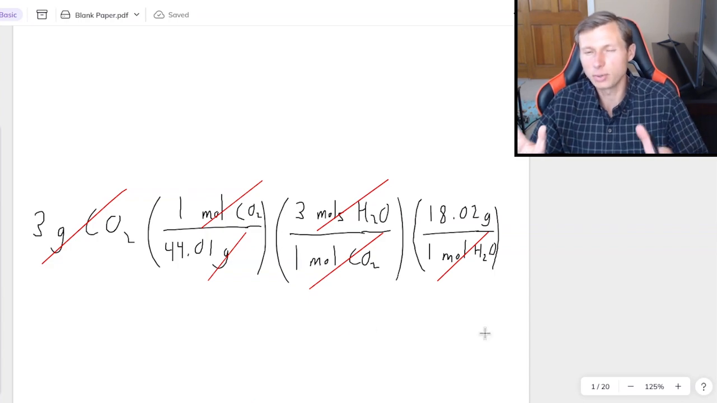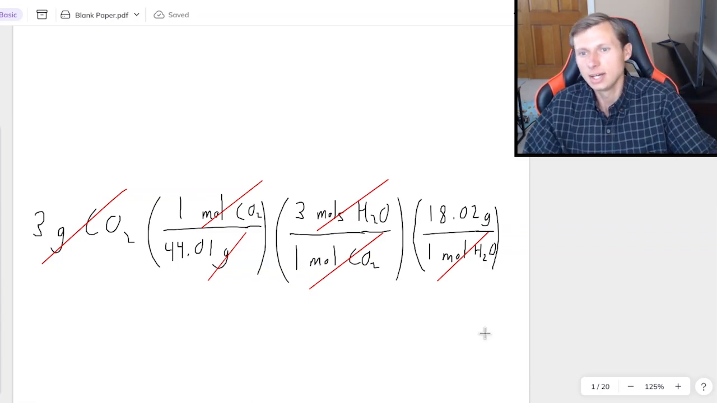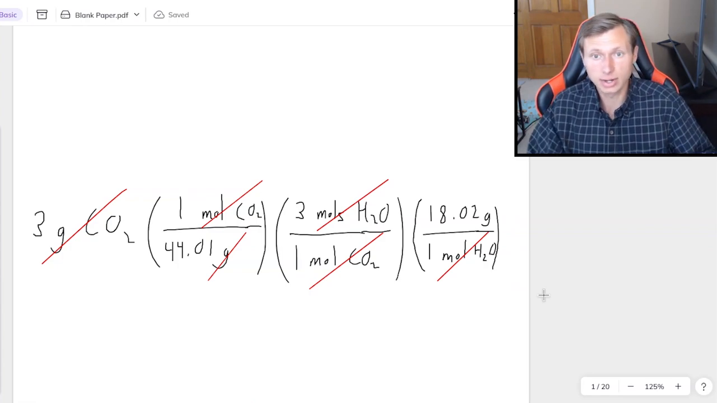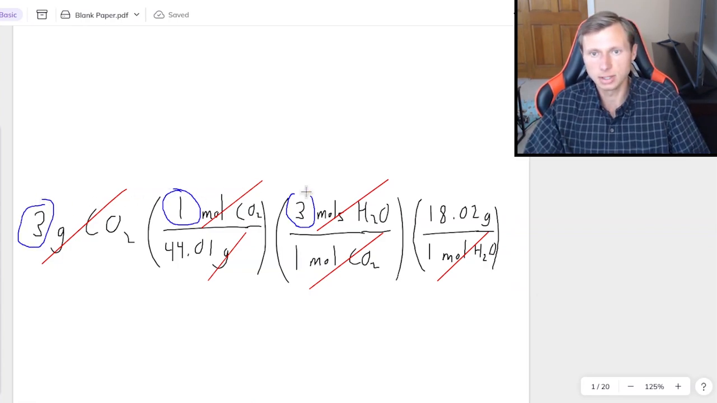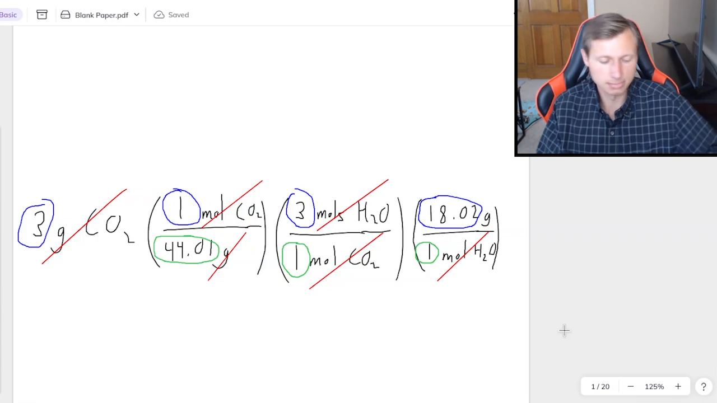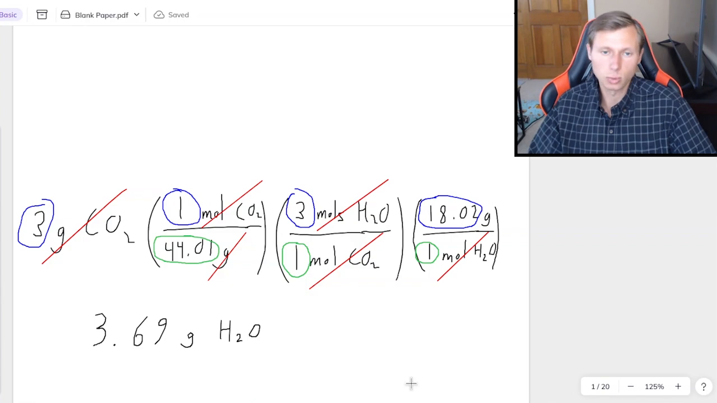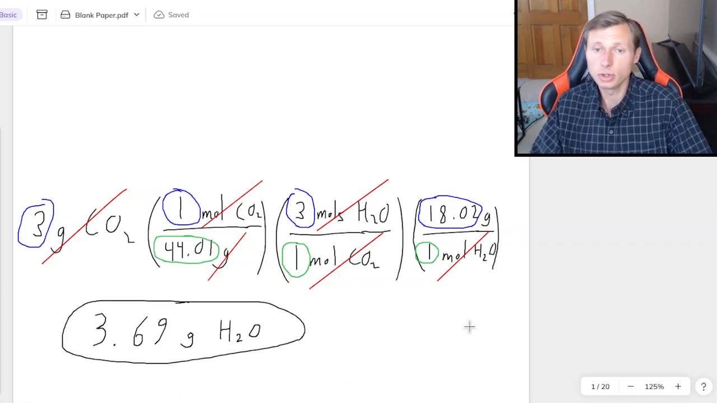And so anyways, the thing I want you to notice is that when done correctly, it looks like you're just crossing out all the way until you're left with your final unit here at the end. Now when it comes to plugging in the math in the calculator, these numbers you will multiply in the numerator, these 4, and then you will divide by these numbers in the denominator, which luckily 2 of these are 1, so I can just ignore any of the 1s. So it's going to be 3 times 18.02 divided by 44.01, giving me a final answer of 3.69. And in this case, the units are grams of H2O. And that's how we do dimensional analysis.